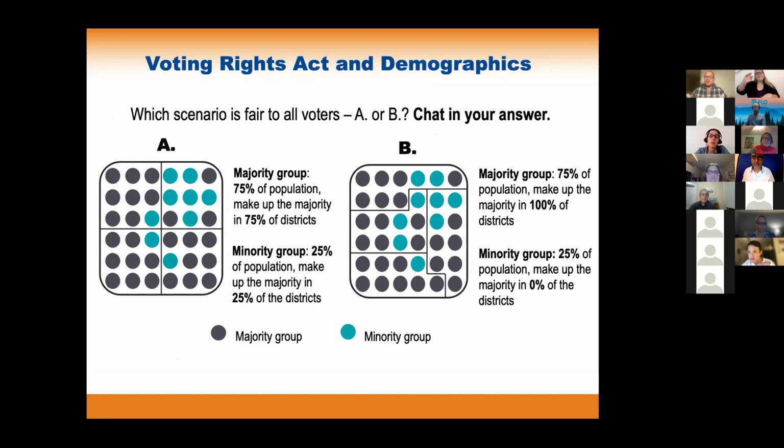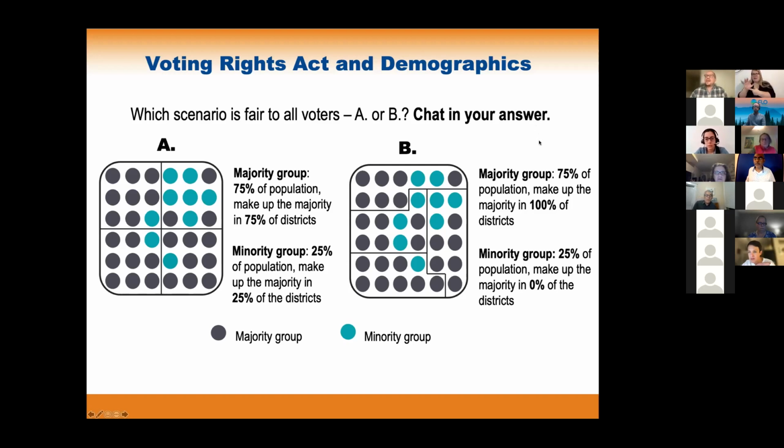And this is another one for you all to chime in and share via the chat. The question is, which of the two scenarios, A or B, is fair to all voters? So take a moment to look at those two diagrams. First off, the majority group is represented by the gray circles. The minority group is represented by the turquoise or aqua blue circles. In option A, the majority group is 75% of the population, and makes up the majority in 75% of districts. The minority group is 25% of the population and makes up the majority in 25% of the districts. In B, the majority group makes up the majority in 100% of the districts, and the minority group, which is 25% of the population, makes up the majority in 0% of the districts. Which of the two is fair to all voters, A or B?